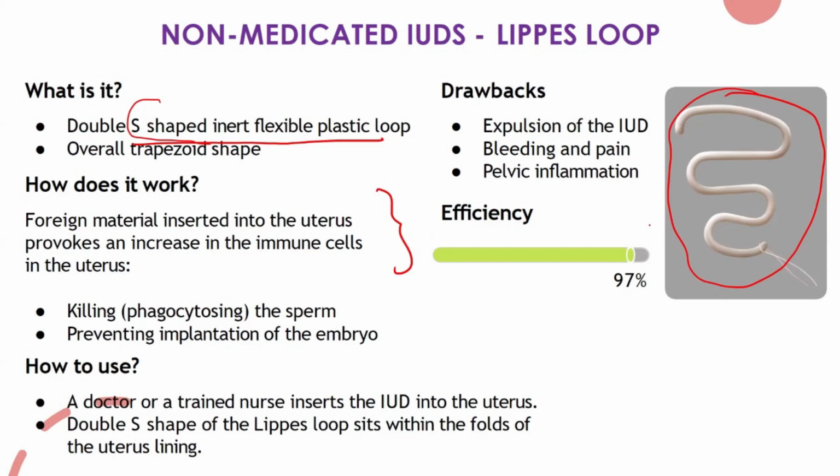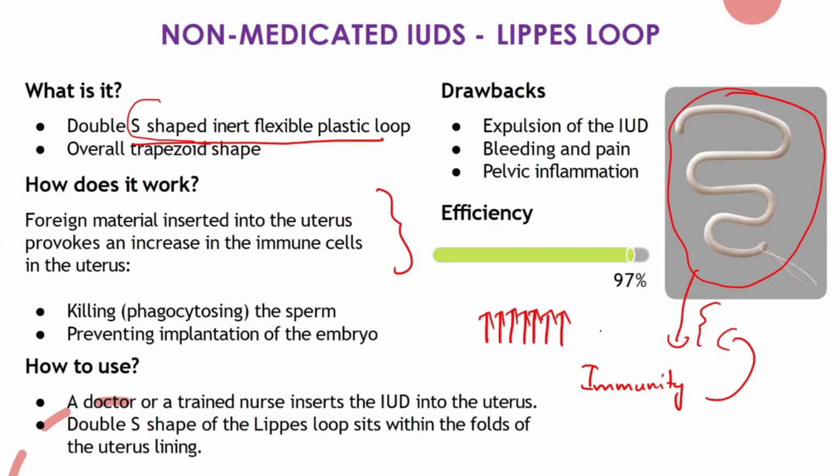It is a foreign material. When this foreign material is inserted into the uterus, our immunity will be triggered. When a foreign particle enters our body, the immune system says there is someone foreign and we need to protect our body. All the immune cells will reach here, so a high number of immune cells are present. If sperms enter, these immune cells will destroy them, because sperms are also foreign materials entering the female reproductive tract. They kill the sperms by phagocytosis. They treat the sperm like a foreign particle and start eating them.